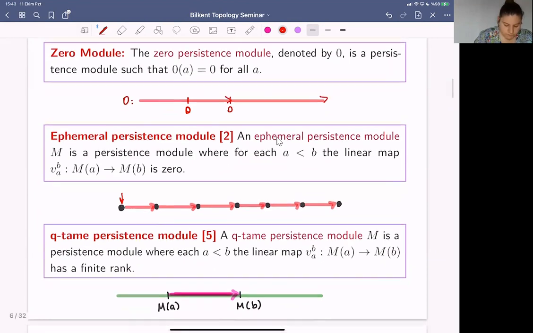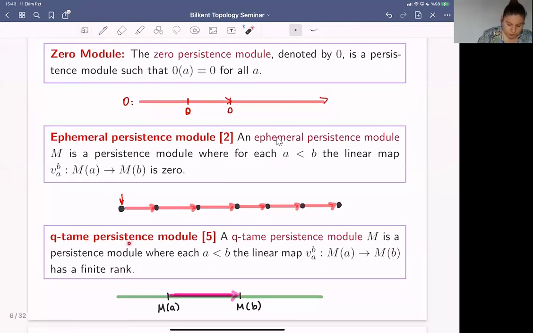Or we can also define a Q-tame persistence module. A Q-tame persistence module is a persistence module where each linear map has finite rank. So M of A or M of B are not necessarily finite dimensional vector spaces, but the linear maps have finite rank.